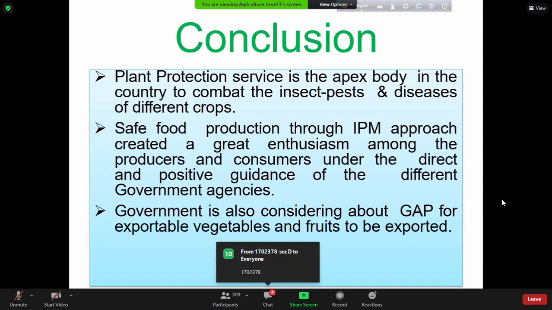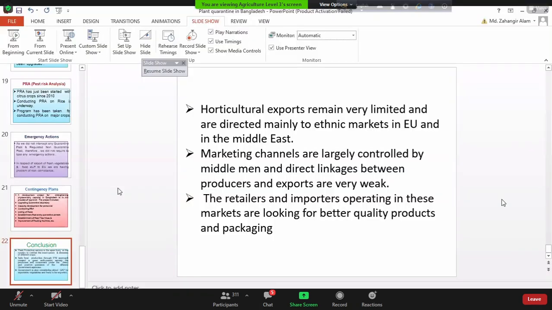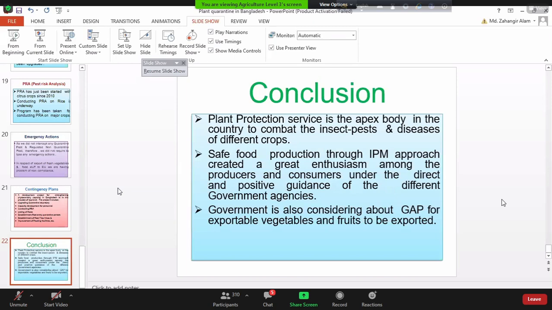And the government is also considering good agricultural practice to facilitate the export of different products. So this is all about the plant quarantine.